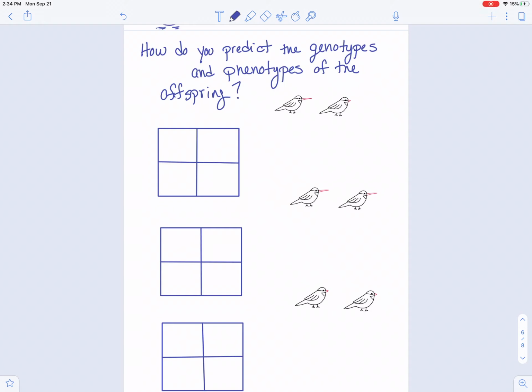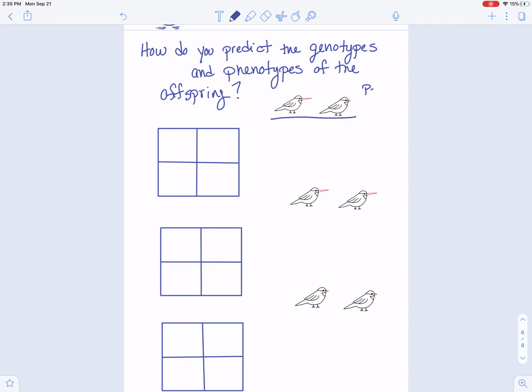Now that you're familiar with some of our vocabulary like variations, alleles, genotypes, phenotypes, dominant, and recessive, we're going to look a little bit at how we predict the genotypes and phenotypes of offspring. And we're going to use our finches as our example. And so we're going to pretend that here are our parent generation.